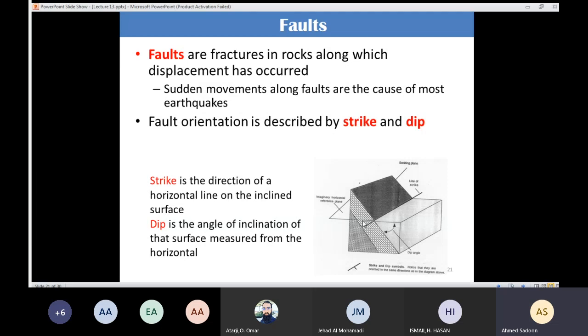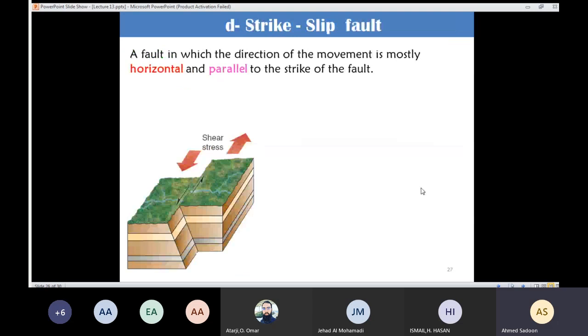So the displacement could move in that direction or in that direction. The normal, the reverse, the thrusts, all of them were moving in that direction here. Now, if we are going to describe the fault by their strike, the displacement is going to move in that direction. So let's get back here. We're going to talk about the strike slip. Slip means displacement. Strike slip means I'm going to have displacement in the direction of the strike.